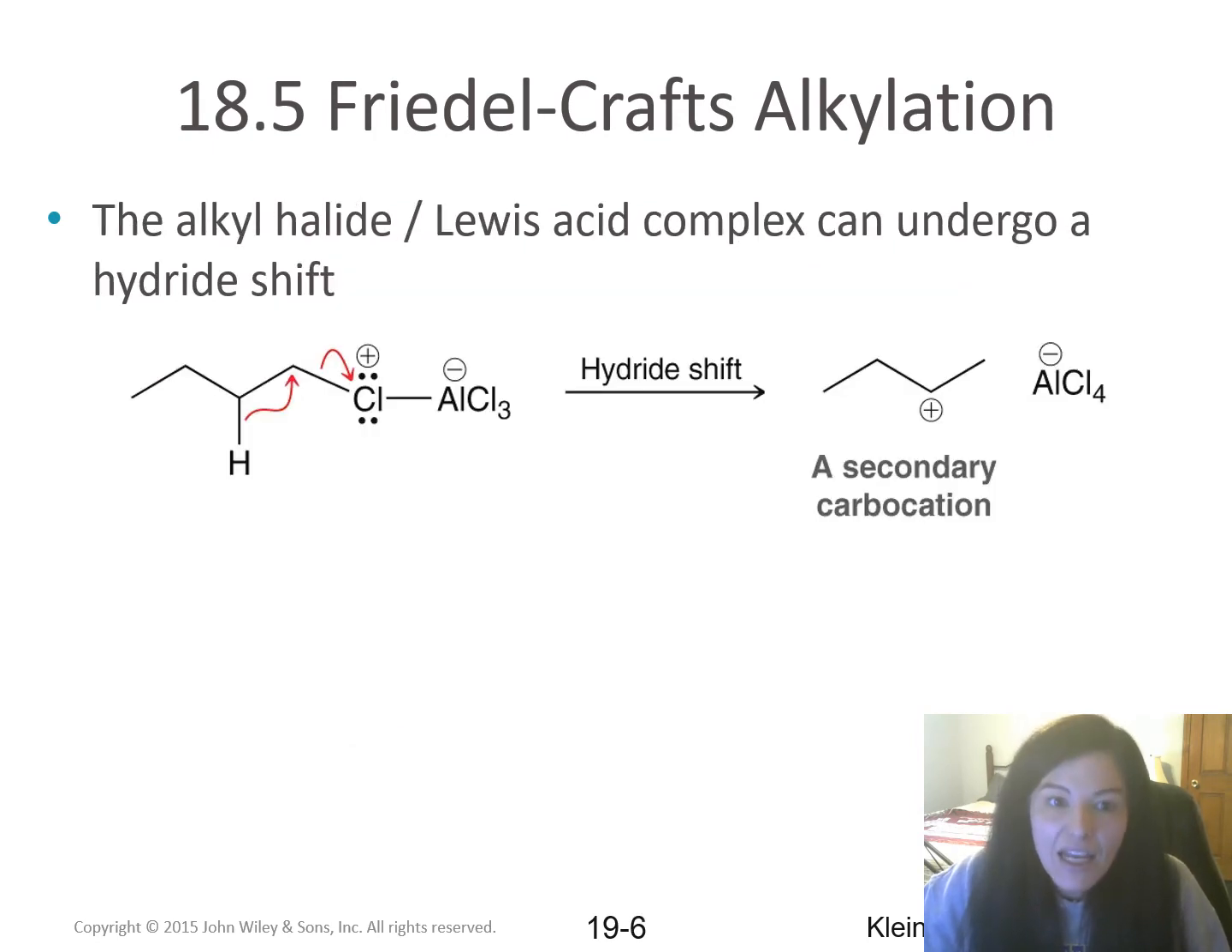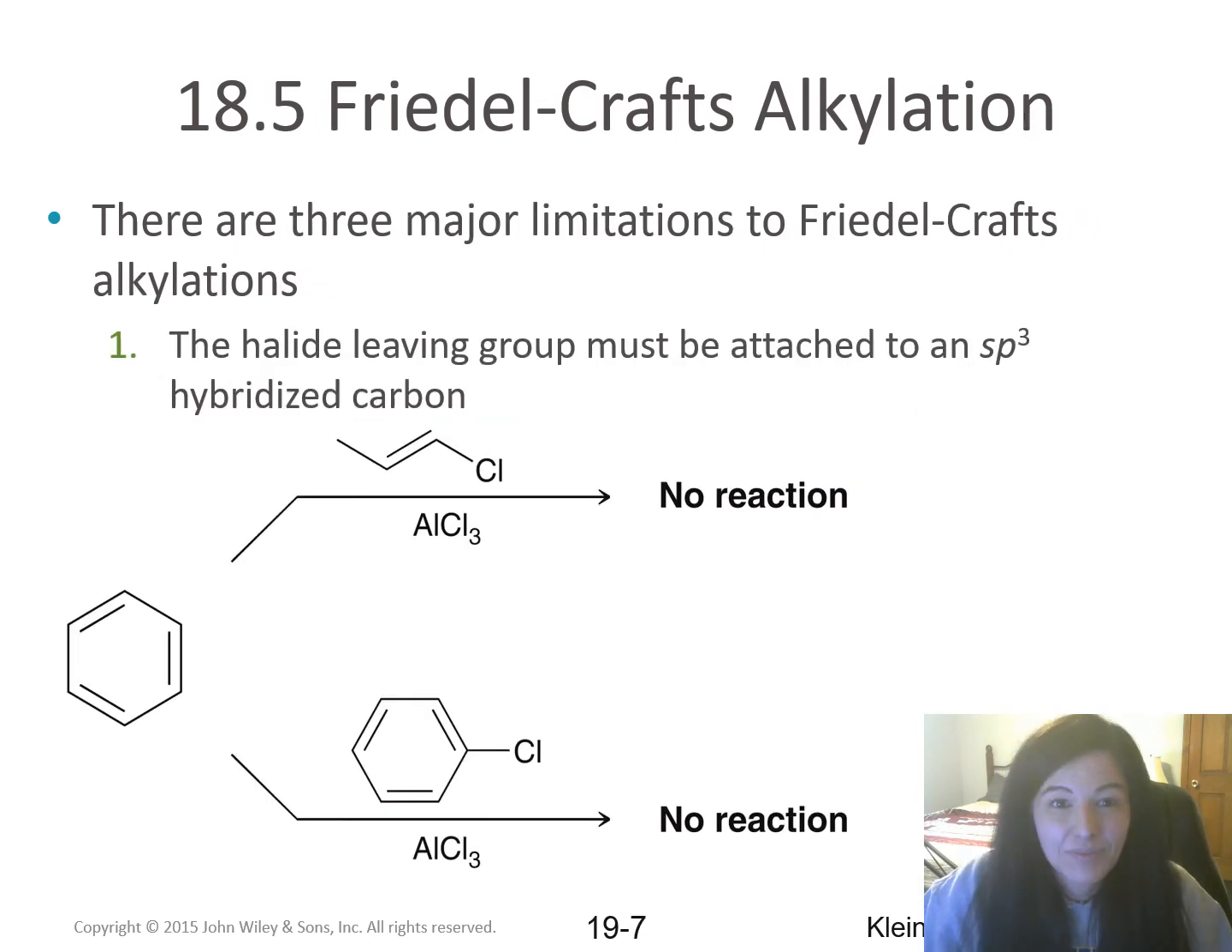The alkyl halide Lewis acid complex can undergo something called a hydride shift, right? This would cause a primary carbocation to be changed into a more stable secondary carbocation, which the benzene ring would then react with. So we've already seen one major limitation of Friedel-Crafts alkylation, and that is that we cannot use primary alkyl halides in this reaction without getting what is called a carbocation rearrangement, right?